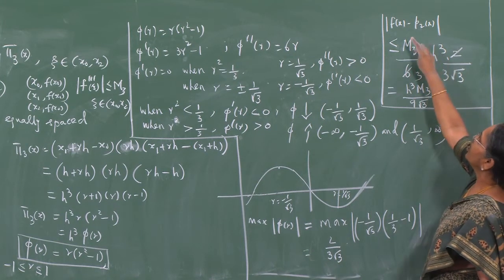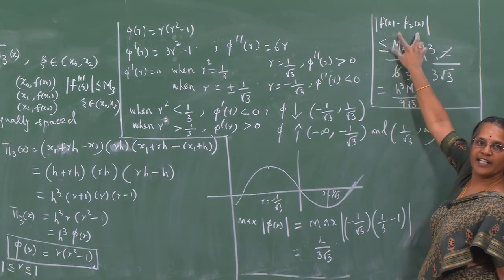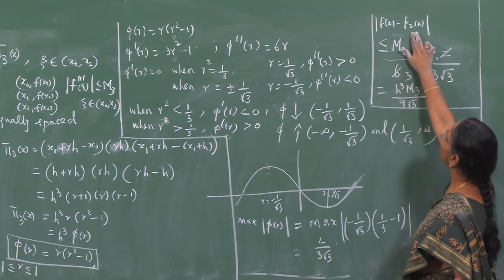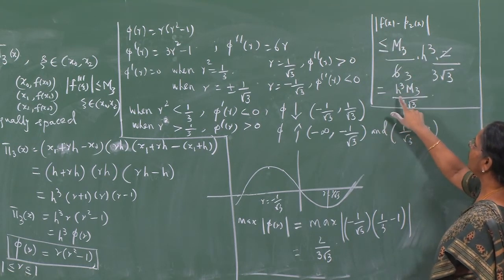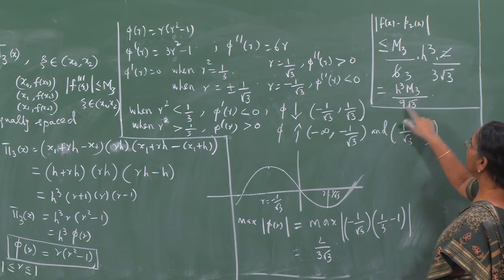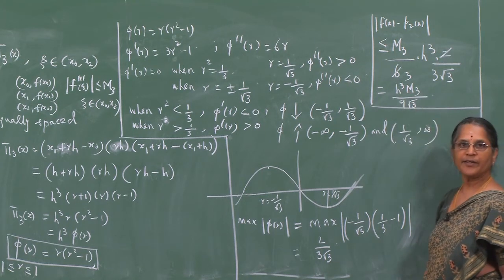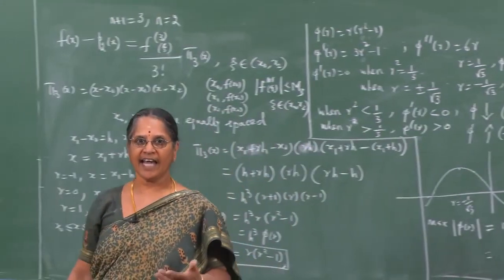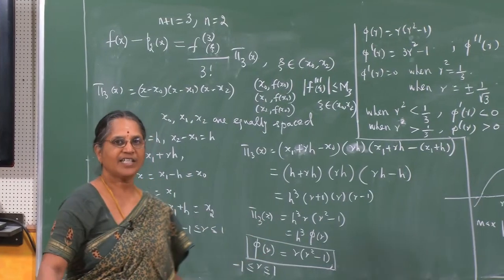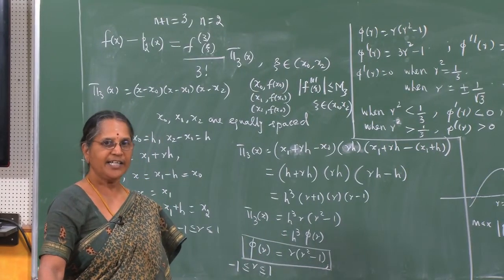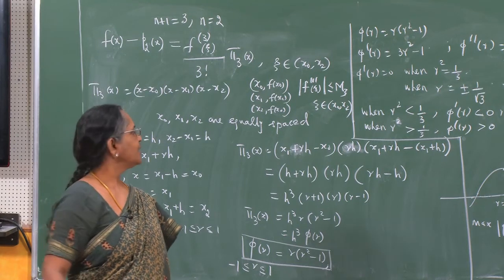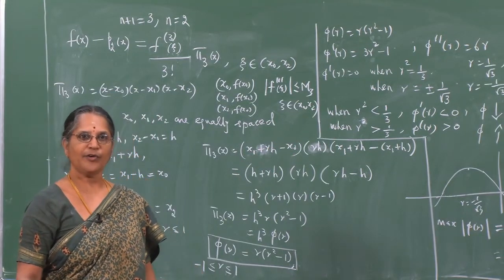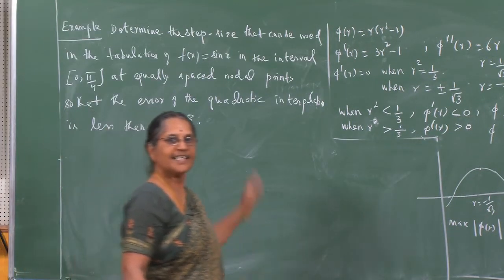So, the error bound in quadratic interpolation is such that modulus of f of x minus p 2 of x is less than or equal to h cubed into m 3 by 9 root 3. So, this gives you the size of the bound on the error when you approximate a function f of x by a quadratic interpolating polynomial. So, we shall again illustrate this result by means of the following example. Let us consider this example.